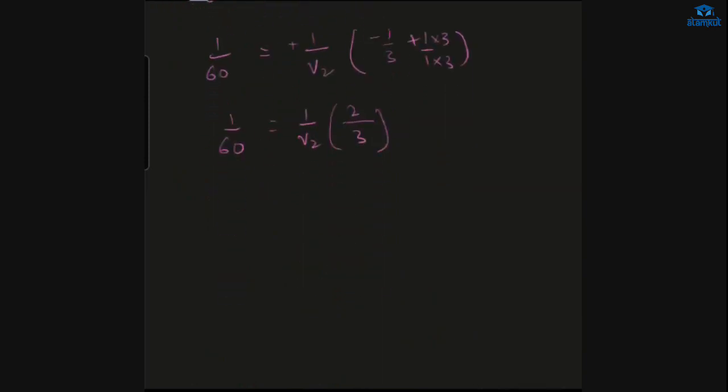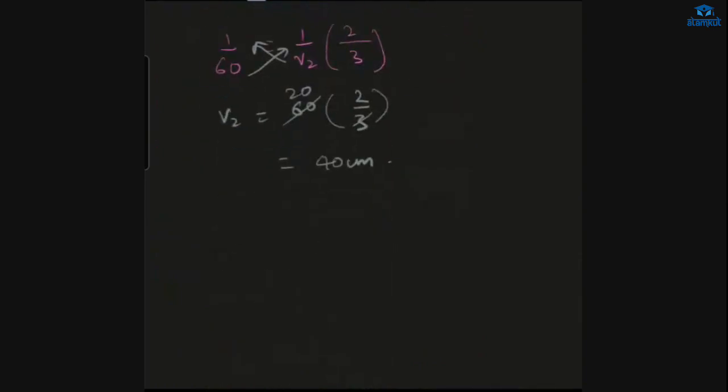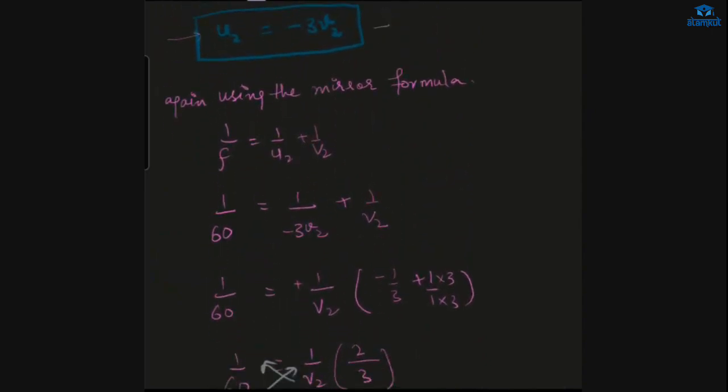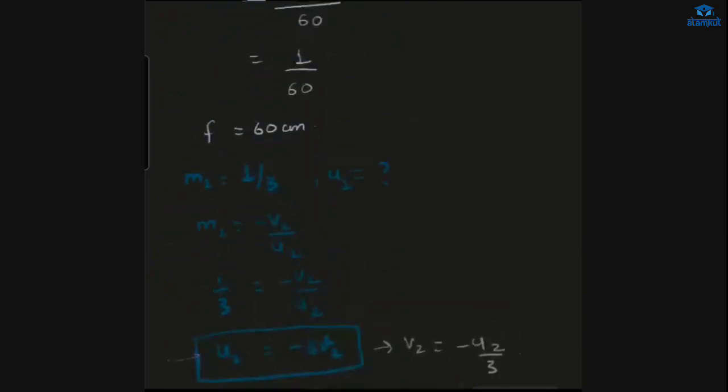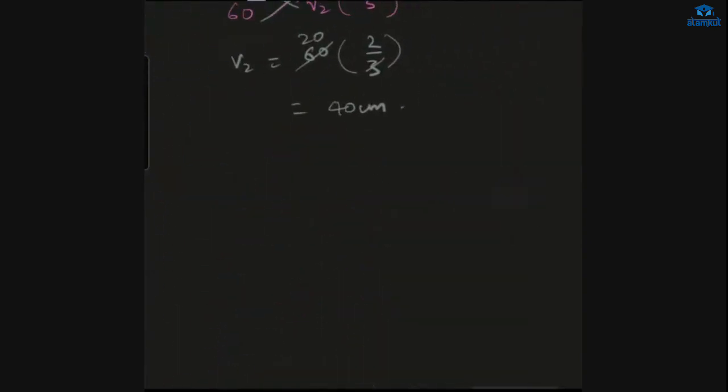You must be understanding the calculation. So v2 will be 60 times 2 by 3, and we can cancel this by 20, so it will be 40 centimeter. And we have to find u2. We have figured out v2, and we need u2. Had we taken v2 as minus u2 by 3, we would have directly obtained u2, because we only need u2.